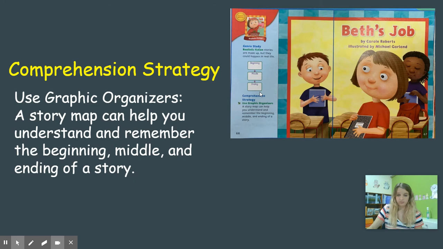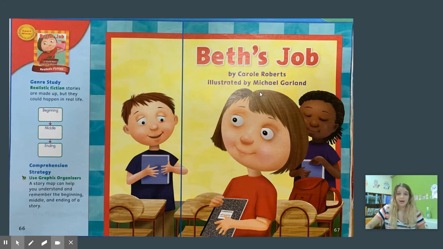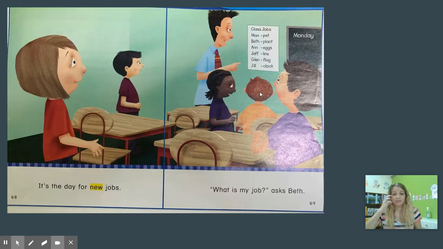All right, so let's start reading. Beth's Job by Carol Roberts, okay? Also, I want you to know that some classrooms, like ours, have classroom jobs. So this story is about a girl who doesn't like her job. All right, let's start reading.